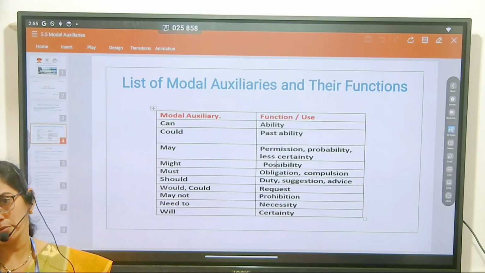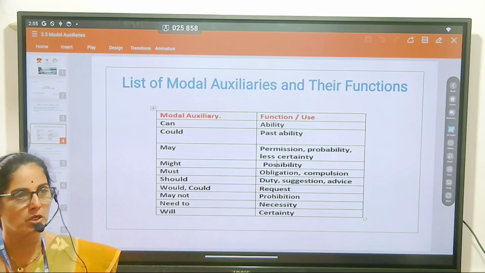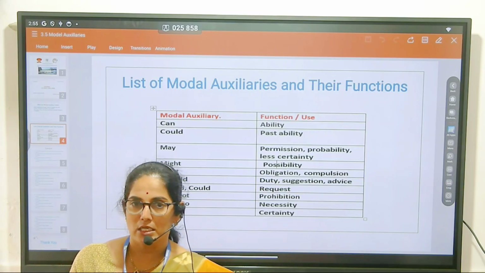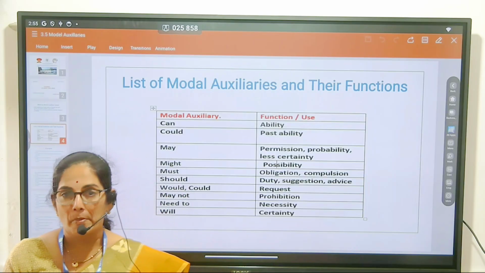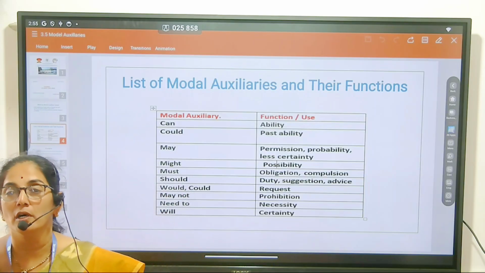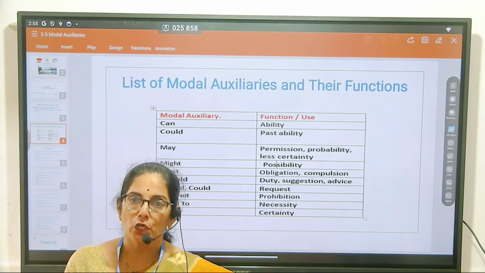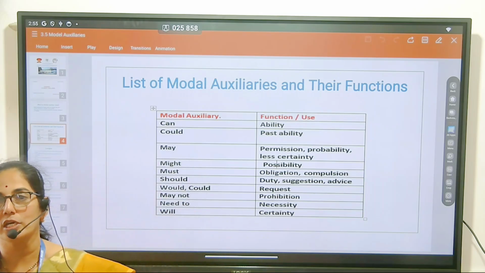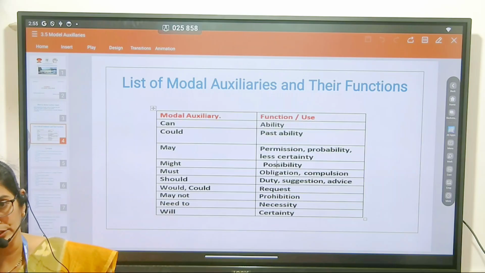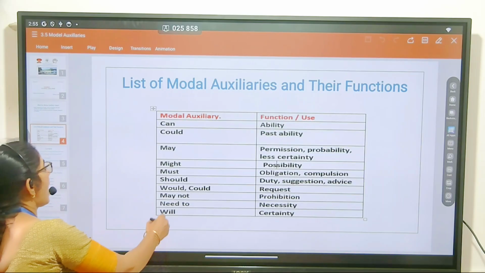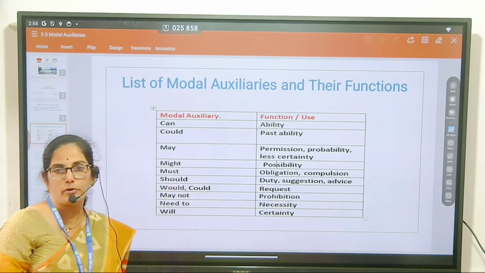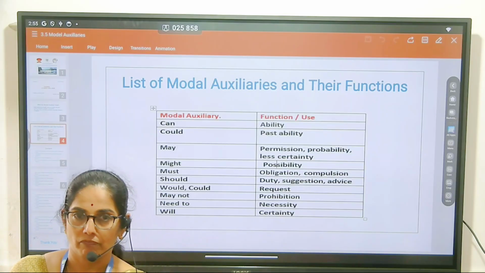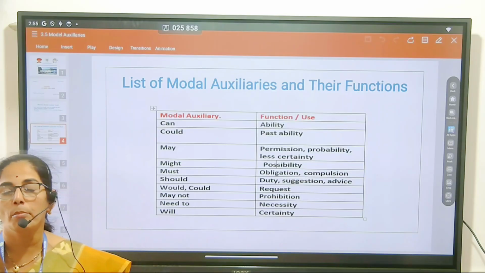May denotes the permission. When we want permission, for example, if you want to enter a class, you can ask your teachers, may I come in? You take the permission. So may denotes the permission. Sometimes it denotes the probability and less certainty. The next example is might. Might denotes the possibility.